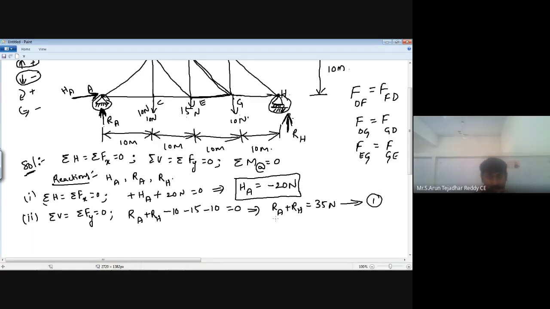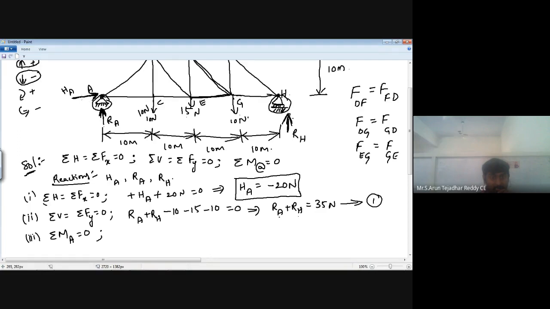Why? Because here again RA and RH are the unknowns. So next step we can find RA and RH by applying the equilibrium equation, that is summation of moment about any one point taken as a reference. The third equilibrium equation, summation of moment about A. Here I am going to consider A. So summation of moment about A means whatever forces pass through point A, all are zero.